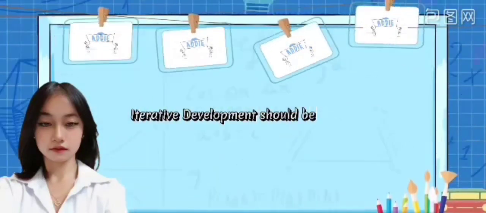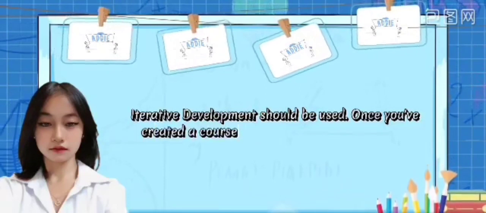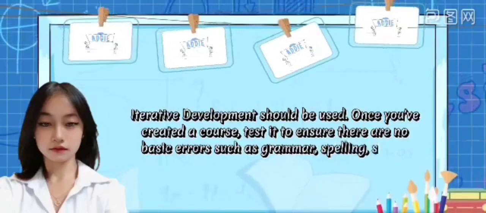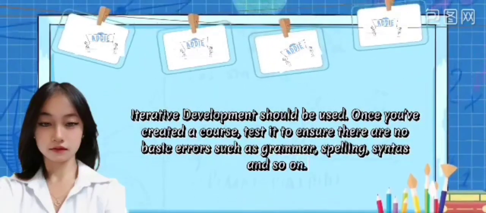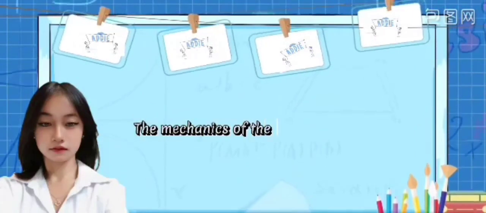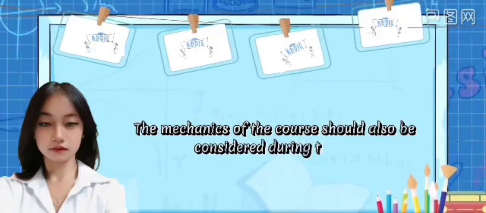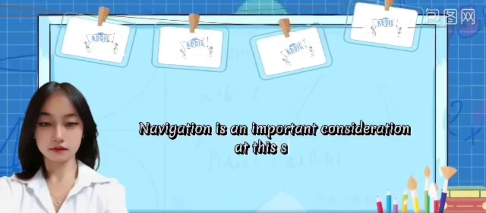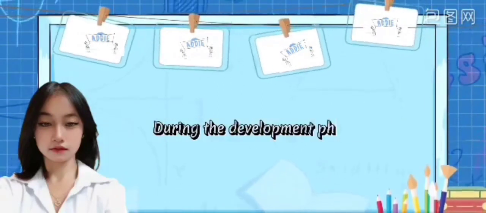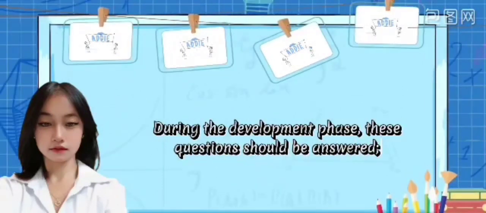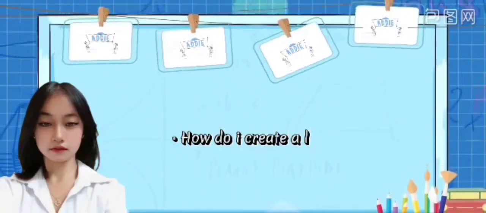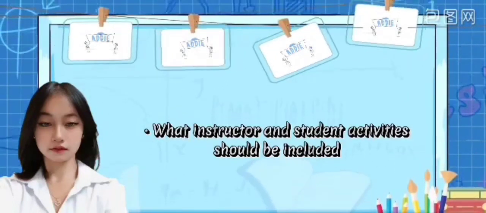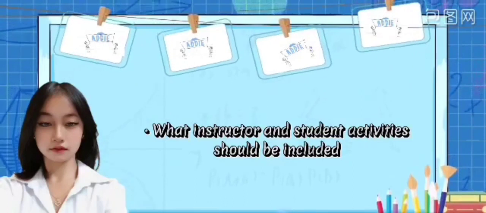Iterative development should be used. Once you've created a course, the task is to ensure there are no basic errors such as grammar, spelling, syntax, and so on. The mechanics of the course should also be considered during testing. Navigation is an important consideration at this stage. During the development phase, these questions should be answered. How do I create a lesson plan? How should the content be organized? What instructor and student activities should be included?